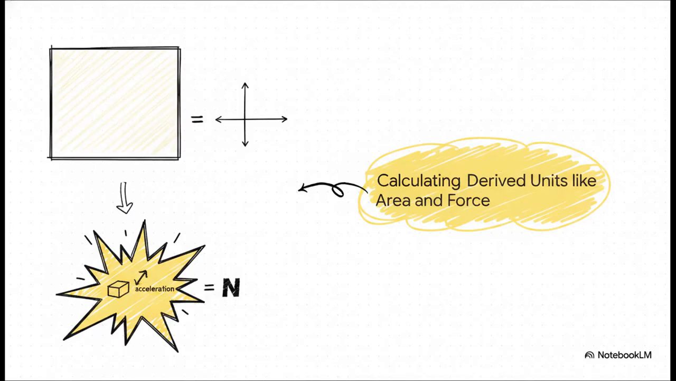Let's look at how this calculation works in practice. Take something simple, like area. Area isn't a fundamental unit, right? It's perfectly built from multiplying length times width, so meters times meters, which gives us the derived unit of square meters. Or take force, which is measured in newtons. According to the formula force equals mass times acceleration, we combine the fundamental unit for mass, kilograms, with the derived unit for acceleration, meters per second squared. The final result is a highly complex derived unit, kilogram meter per second squared. And that specific combination is exactly what a newton is.